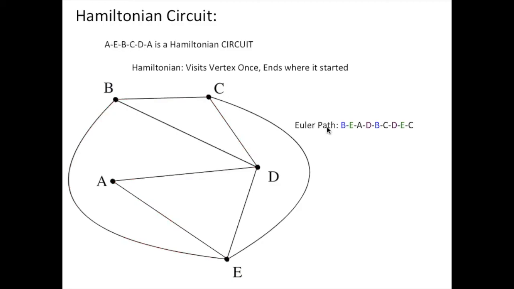Let's say we were looking at an Euler path. B to E to A to D to B to C to D to E, and then back to C. So we've covered every edge, so it's Euler, but we ended up visiting a lot of vertices more than once. Like we visited B twice, we visited E twice, and C we visited twice as well. A lot of vertices we visited more than once. That's why this would be an Euler path and not a Hamiltonian path.